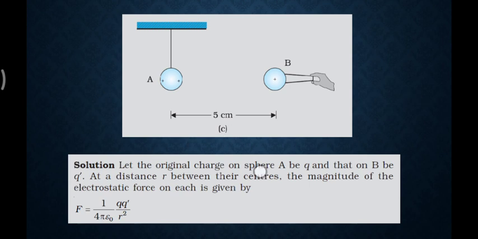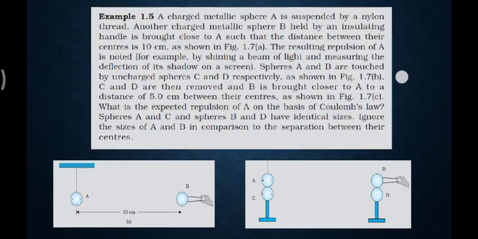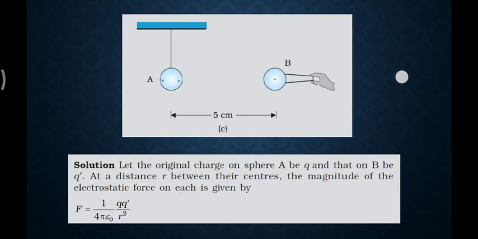Let us start our discussion. Take the original sphere A. We don't have any idea how much charge is on it, so we take the charge on sphere A as Q. Sphere B also has a charge, which can be different from Q, so I am taking it as Q prime. Both are separated by a distance r. In the first case they are separated by 10 centimeters, but I am taking r, and at the end I will put in the 10 centimeters.